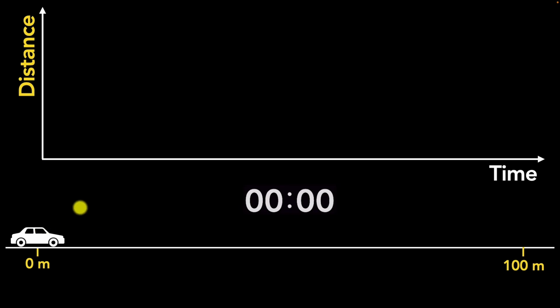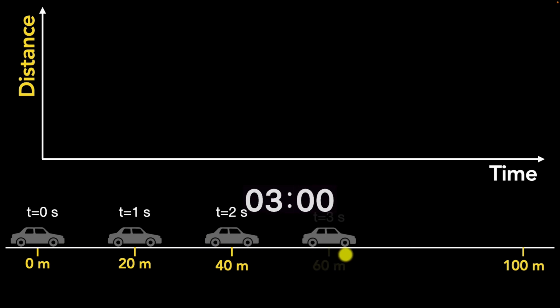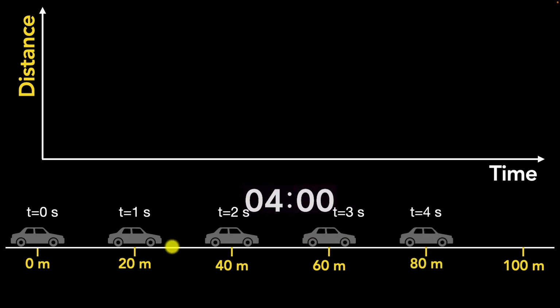So let's look at the distance traveled at different time intervals. Let's take 1 second time intervals. Here's what I mean. When time was 0, the distance traveled is 0 meters. If I wait for exactly 1 second, the car travels 20 meters. If I wait for 2 seconds, the car would have traveled a total of 40 meters. If I wait for 3 seconds, a total of 60 meters. 4 seconds, a total of 80 meters. And finally, after 5 seconds, the car would have traveled a total of 100 meters.